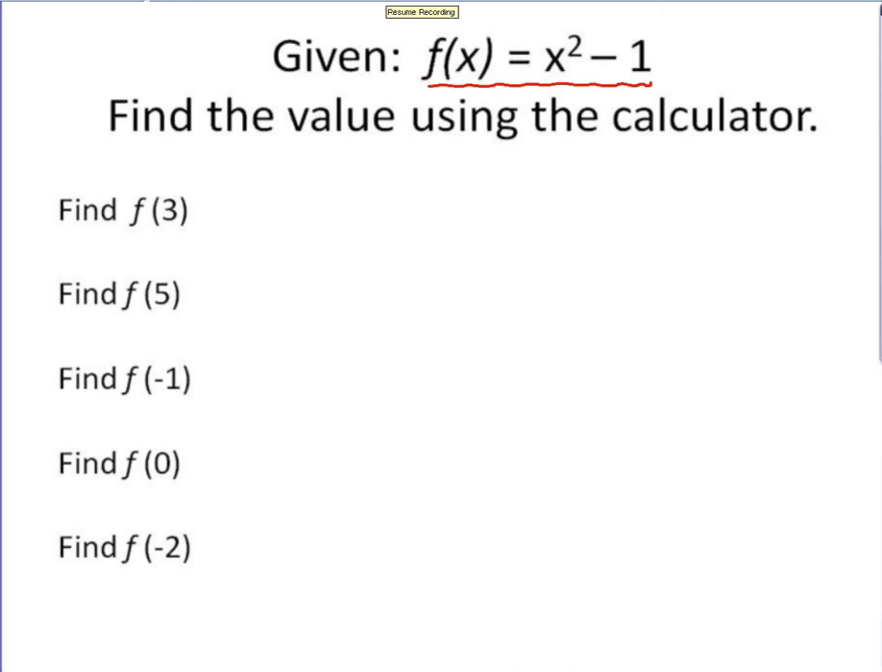If you are evaluating f of 3, given that the function f of x equals x squared minus 1, we understand that this value of 3 represents the x value going into the function. As the function is defined up here, x squared minus 1, I know that x is getting replaced with 3, so it's 3 squared minus 1. Taking 9 minus 1, I'm getting 8 back. That 8 represents the value of the function as it's defined up here when x equals 3.